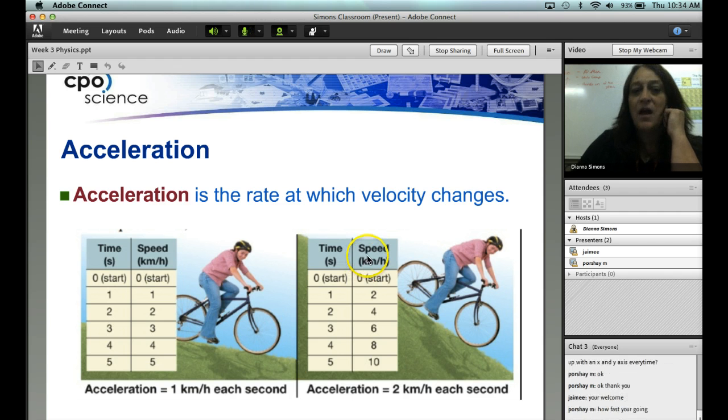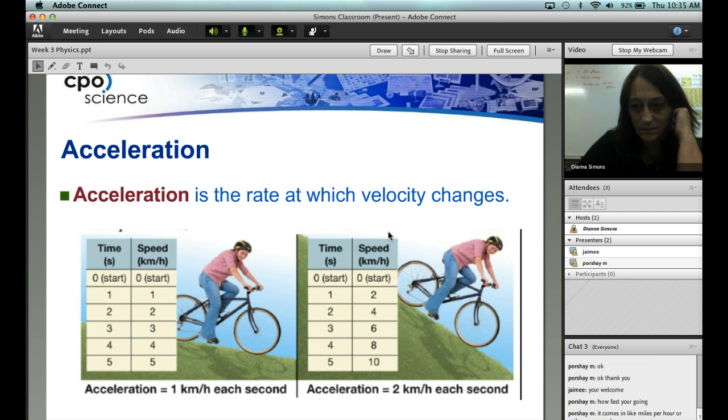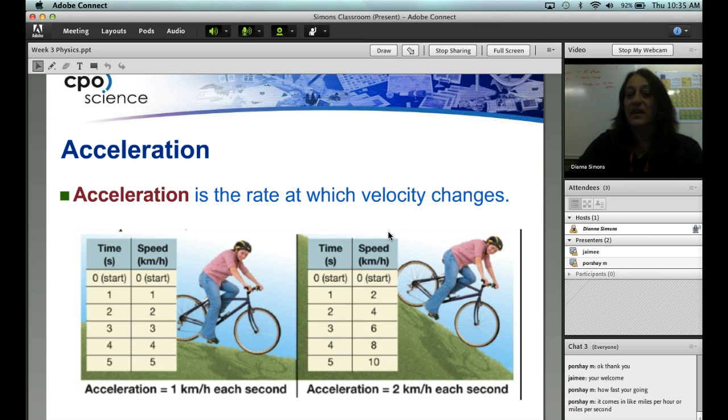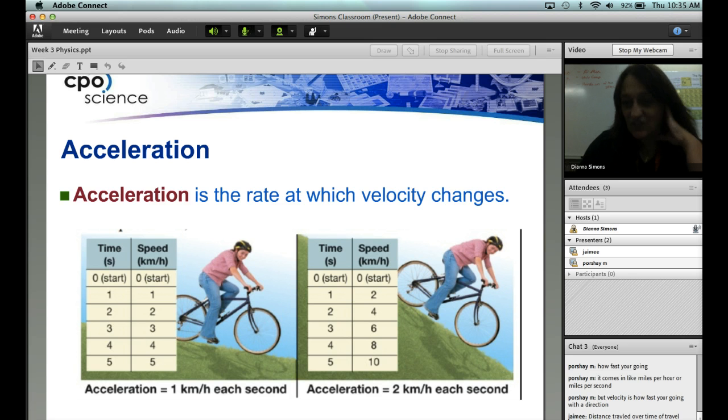How fast you're going? Okay, what else? What else do you know about speed? Miles per hour, miles per second, feet per second, inches, you're right. It's that type of rate because it's always with respect to time. So it's the distance traveled over time.